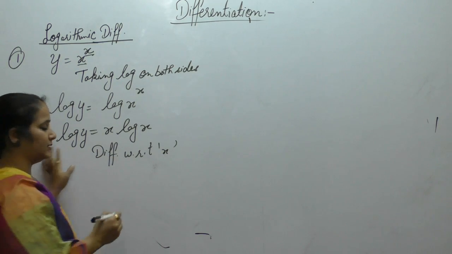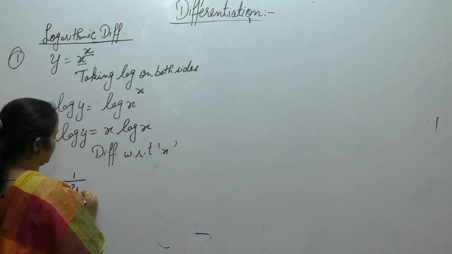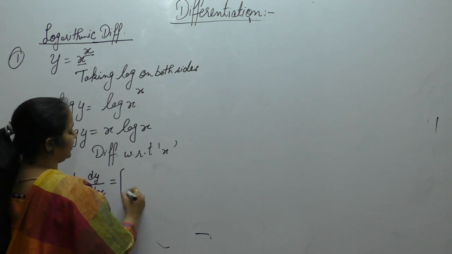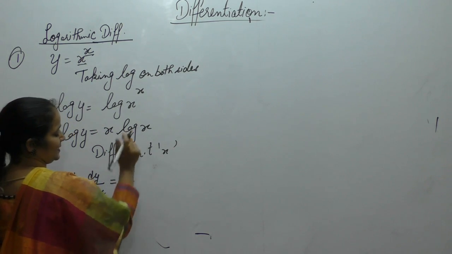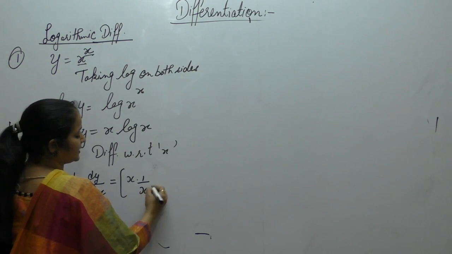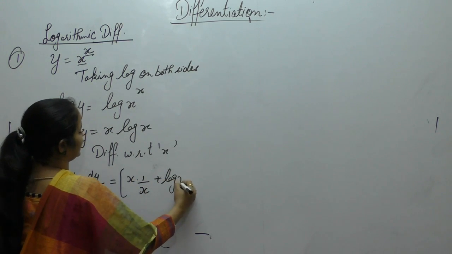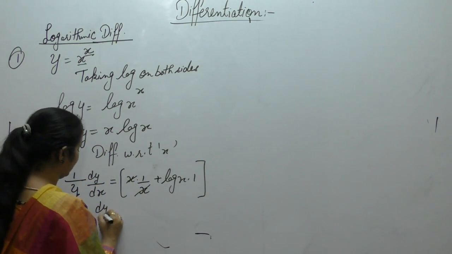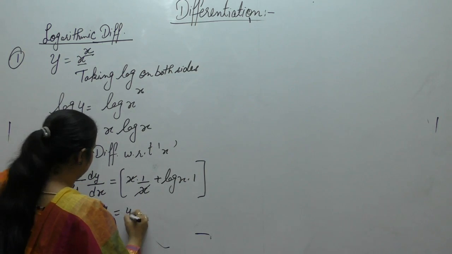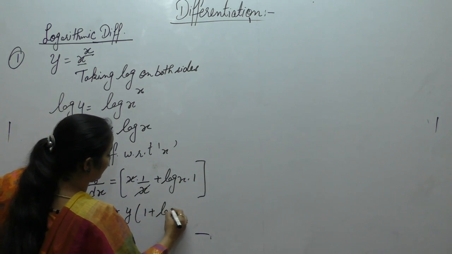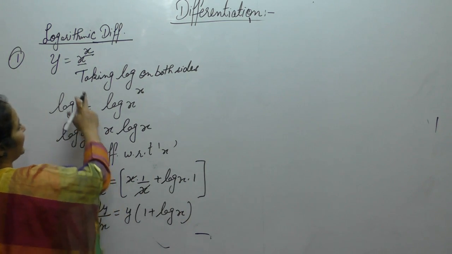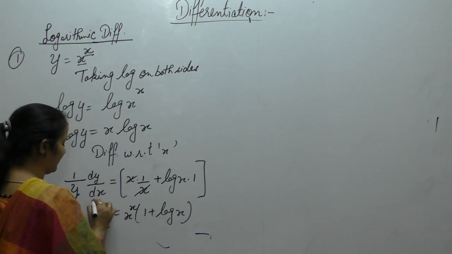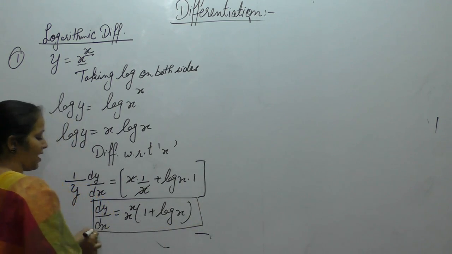Derivative of log y is 1 upon y dy upon dx. On the right side, by the u into v rule, first function as it is, derivative of log of x, plus second as it is, derivative of x, 1. So dy upon dx is equal to y into 1 plus log x. What is the value of y? x power x. So here we will write x power x. So this is the answer.